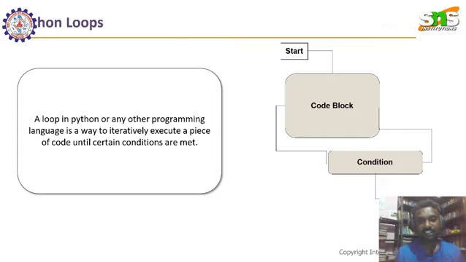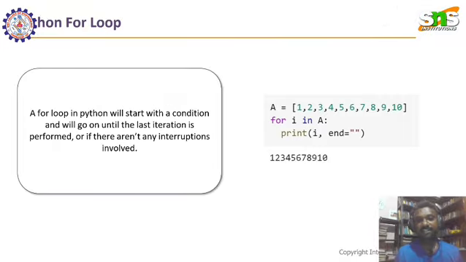Next we are going to see the looping statement. This is a very simple example for a looping statement. For example, if we want to display all the values stored in a, with the help of the print statement, we are going to display them. Here we are using a for loop.